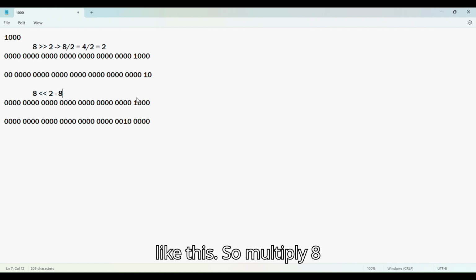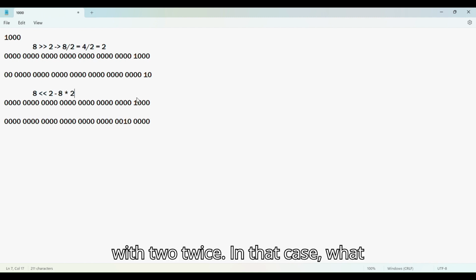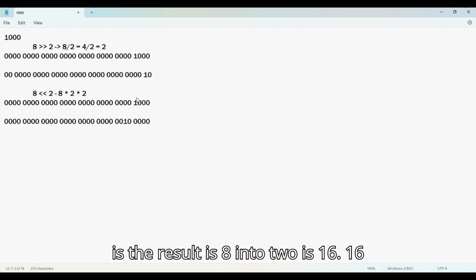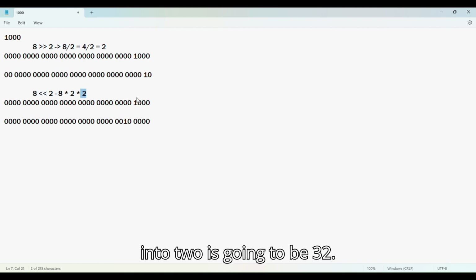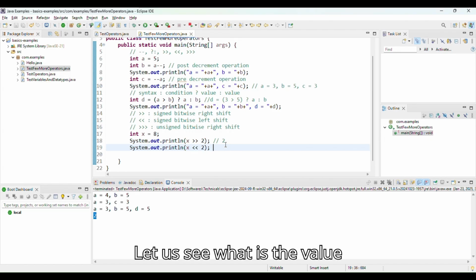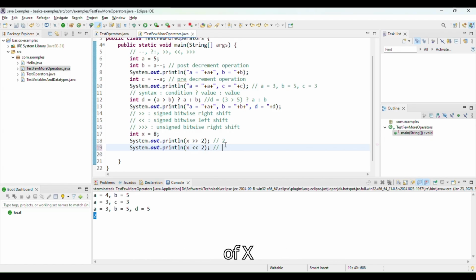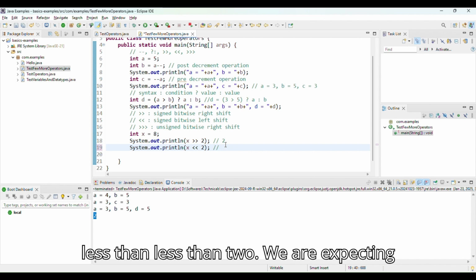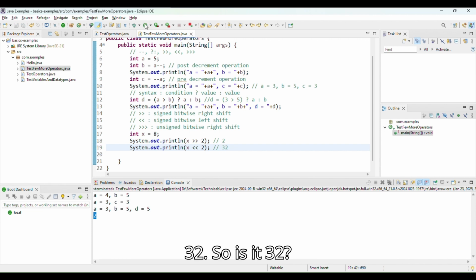So multiply 8 with 2 twice. In that case, 8 into 2 is 16, and 16 into 2 is going to be 32. Let us see what is the value of x less than 2. We are expecting 32. So is it 32? Yes.